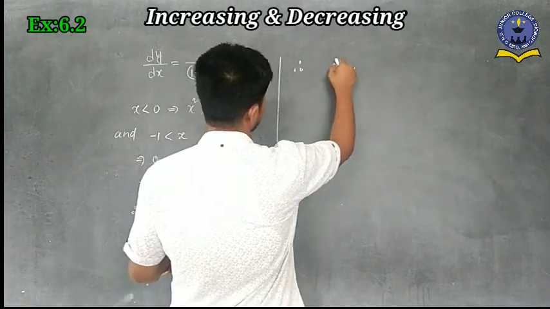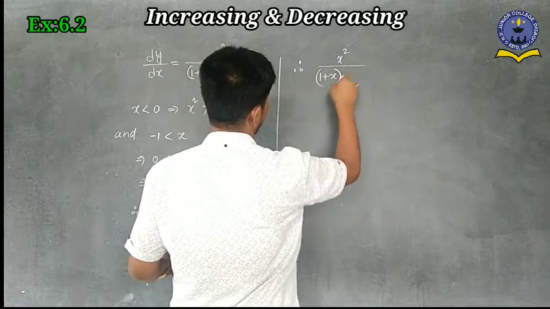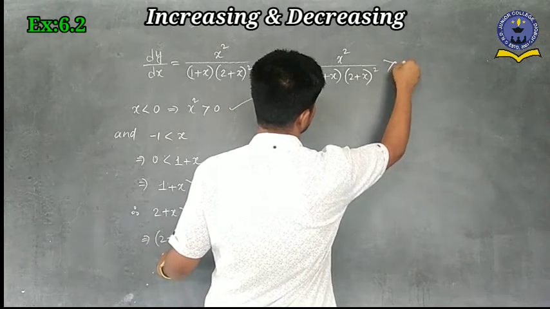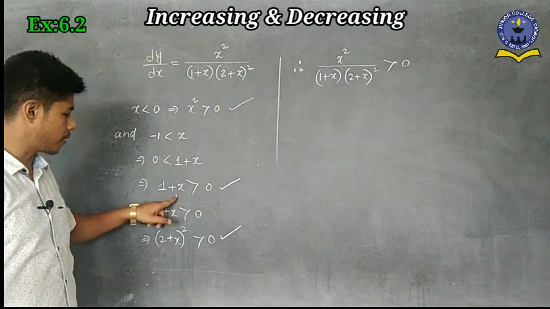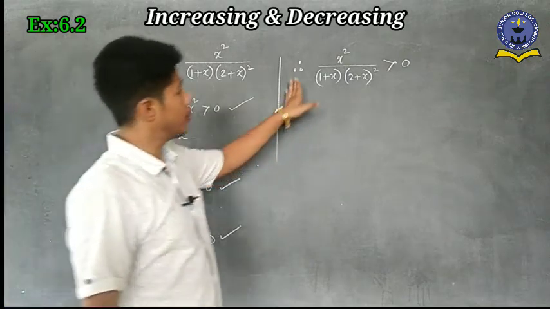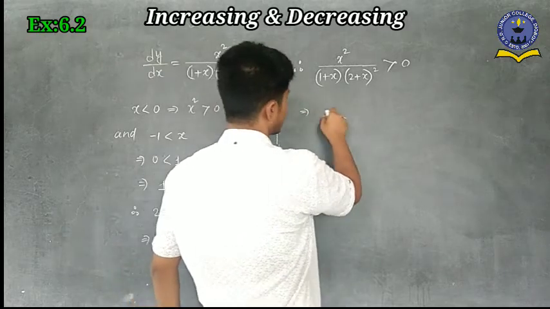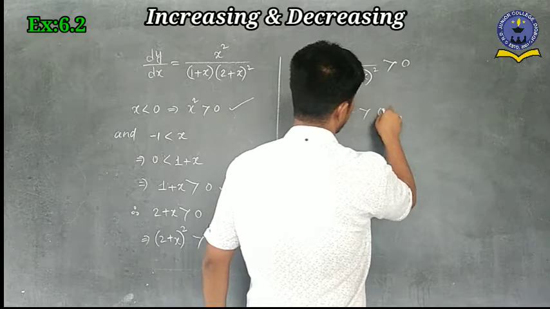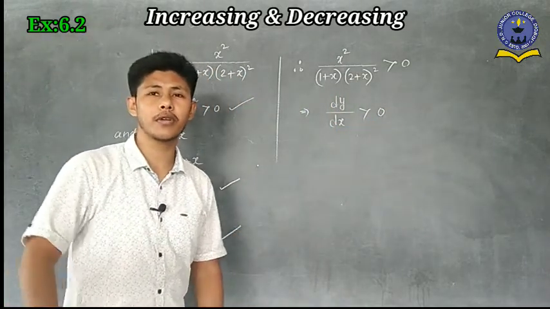Therefore we write x squared, 1 plus x, and 2 plus x whole squared. All these three values are greater than 0. The reason is that this is greater than 0, greater than 0, greater than 0. So as a whole, this whole result is greater than 0. If this whole result is greater than 0, then in place of this we write dy/dx is greater than 0. If dy/dx is greater than 0, what is the meaning of this?